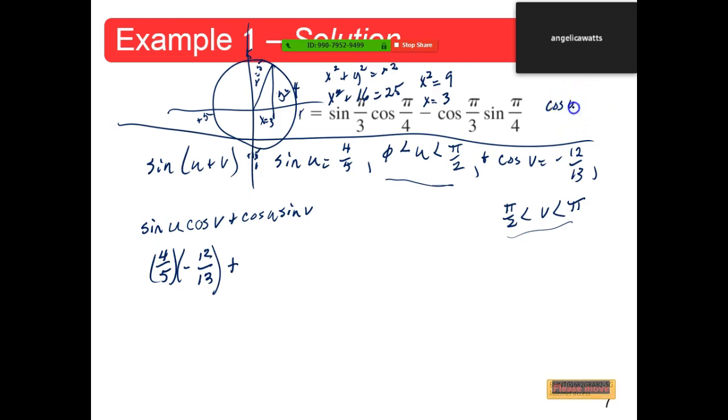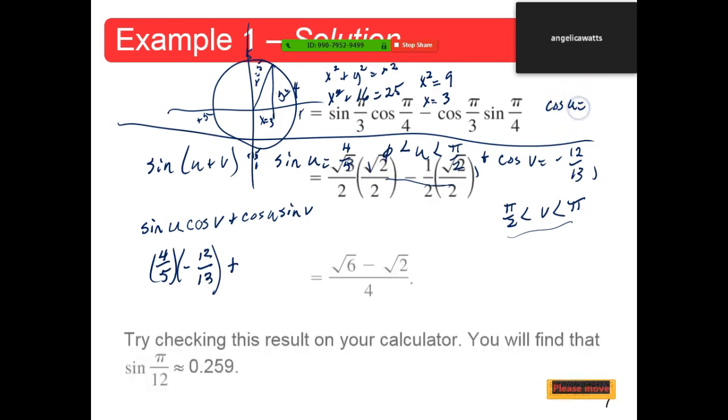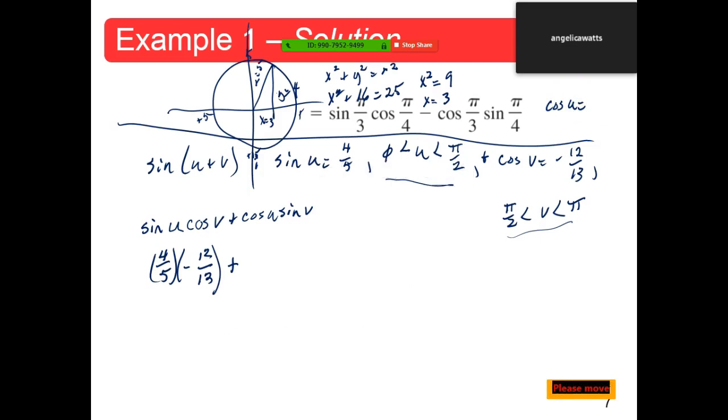Remember that sine is y over r. What is cosine? That's another old hen, the adjacent side, which in this case is your x. So it's x over r. And what's your x? 3, and your r is 5. So that's 3/5 is cosine u.